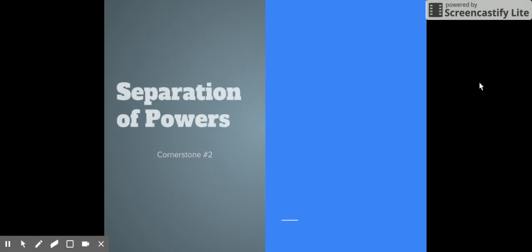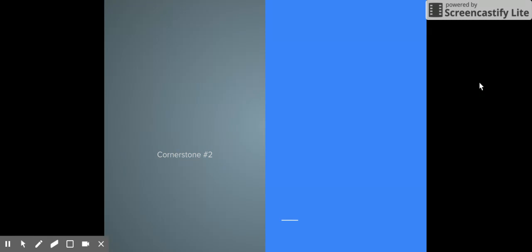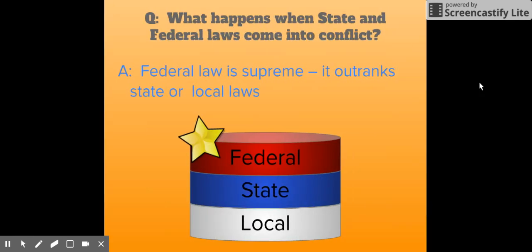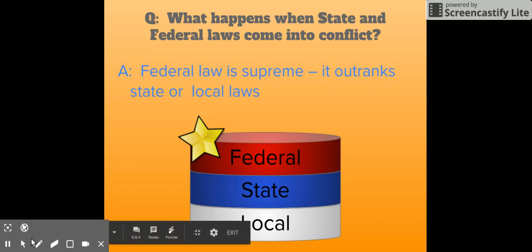So next time we're going to look at separation of powers a little bit, but I want you to really think about that idea of federalism and the idea that different levels of government have different things they can do. It was a way to make sure the states had some power so they're not abused by the federal government, but that the federal government had enough power to get some things done. So think about those as we move forward.